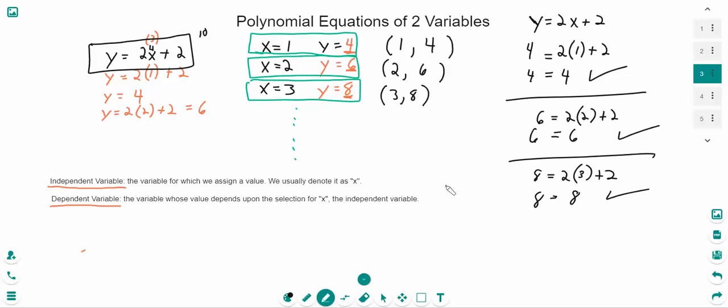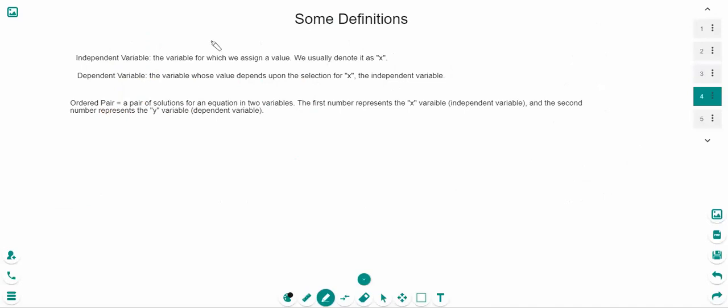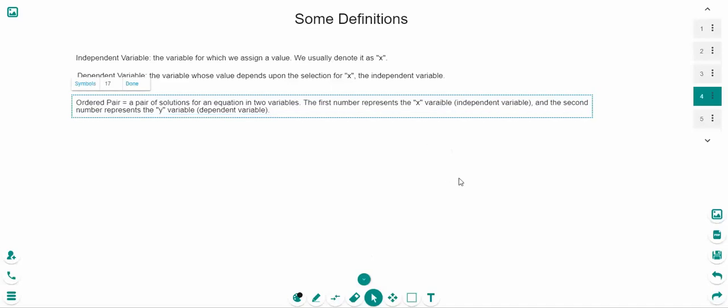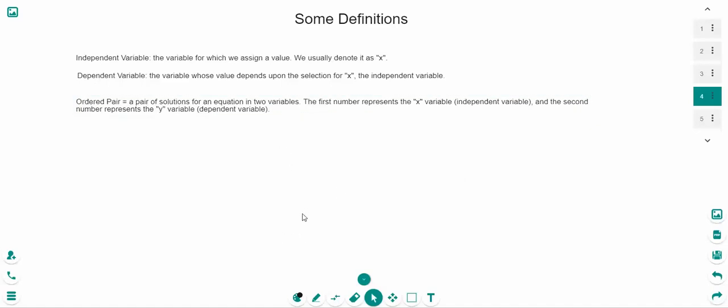All right. Now let's get back to our definitions. So now in your notebook, go ahead and write down what an ordered pair is. It's a pair of solutions for any equation in two variables. The first number represents the x variable, independent variable, and the second number represents the y variable, dependent variable. I'm just looking at this now, and I have a silly typo here, so we will fix that. There we go. Very good.